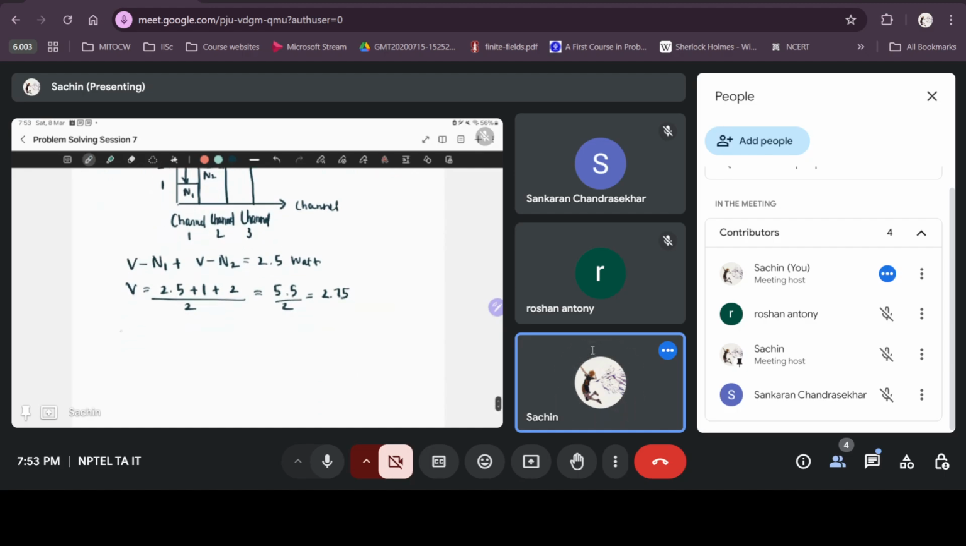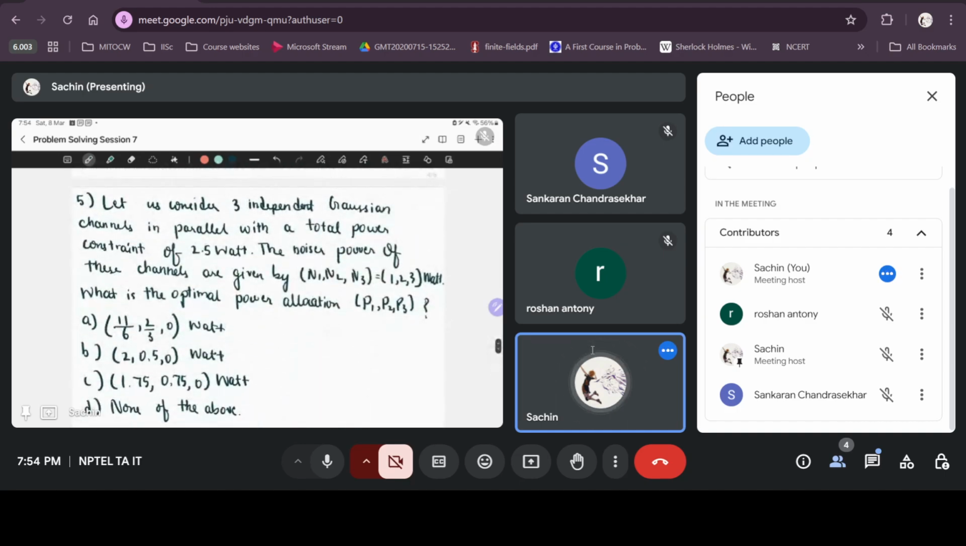Now what is the allocated power? P1 is V minus N1, so 1.75. P2 is V minus N2, which is 2.75 minus 2, which is 0.75. P3 is (V minus N3)+, which is 2.75 minus 3, which is minus 0.25, plus. Since it's a negative quantity, the plus will make it 0. So the right answer is 1.75, 0.75, 0.